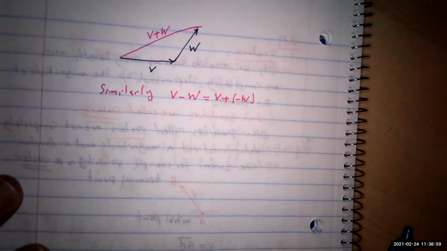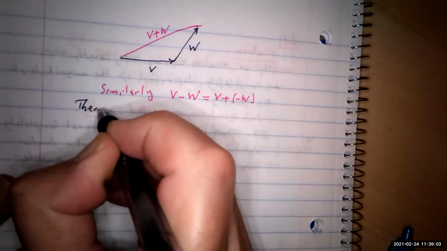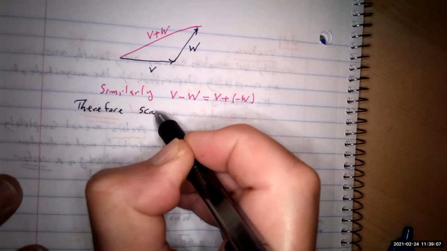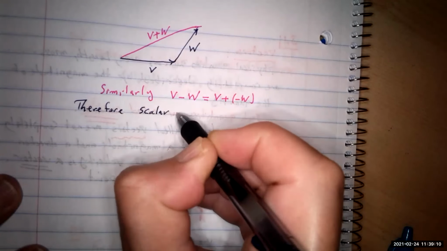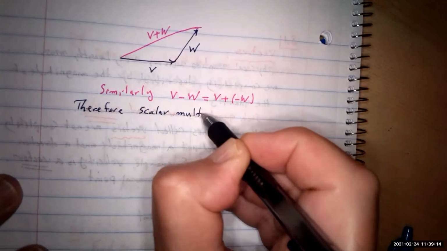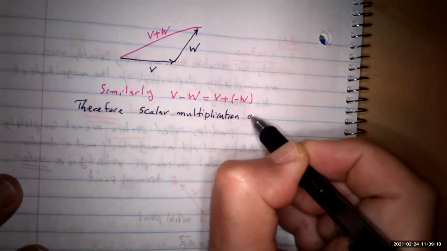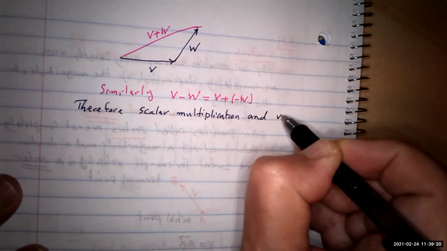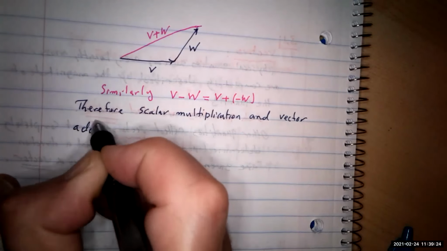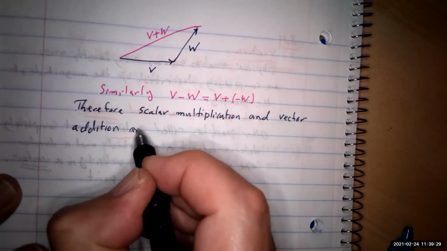So therefore we have scalar multiplication. Scalar multiplication means a number times the vector. And vector addition. Vector additions are defined.